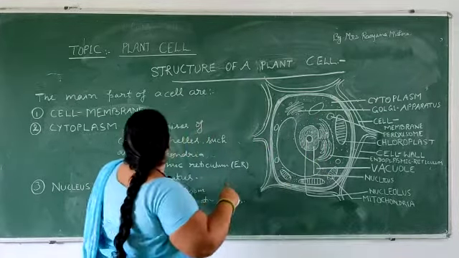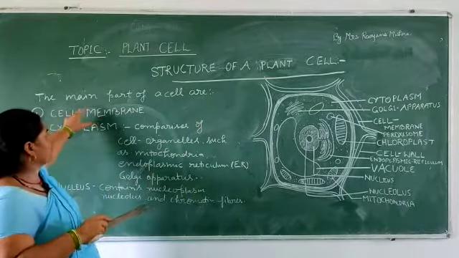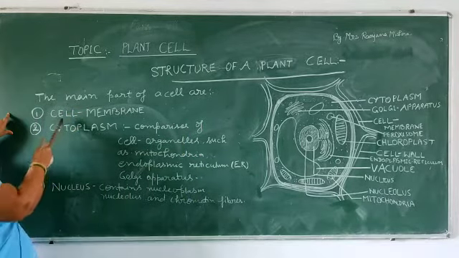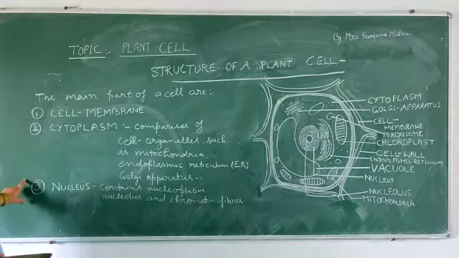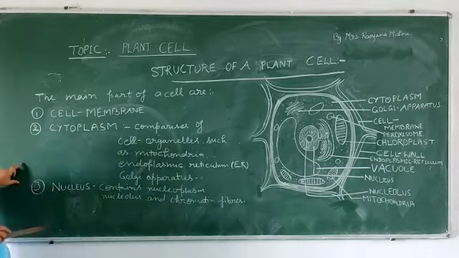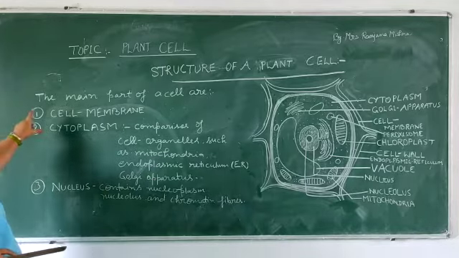Again we learn the cell is divided into three parts: cell membrane, cytoplasm and nucleus. All the parts having a specific function, and in this way we learn here the structure of a plant cell.